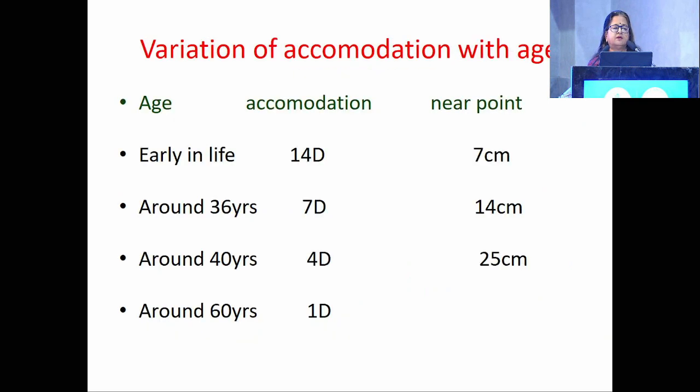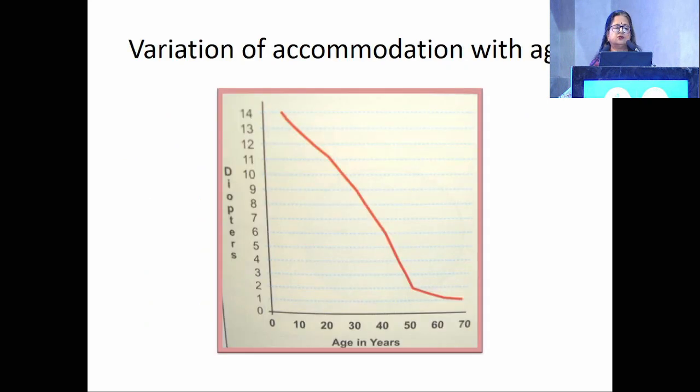So, the variation of accommodation with age occurs early in life. At an early age accommodation is 14 diopters and the near point is 7 cm. Around 36 years it is 7 diopters and the near point is 14 cm. And around 40 years it is 4 diopters and the near point is 25 cm. Around 60 years it comes to 1 diopter. So this is how the accommodation changes with age.